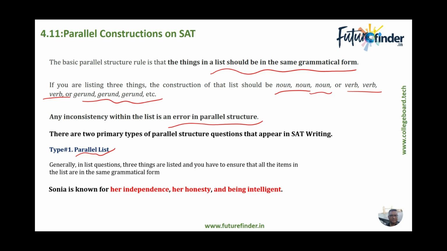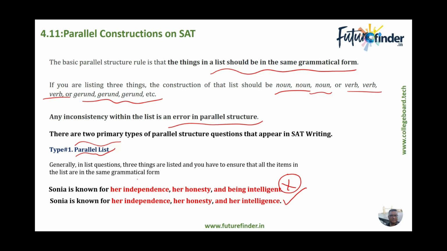Sonia is known for her independence, part 1. Part 2, her honesty and being intelligent. Again, incorrect construction, and her intelligence probably is a better way of stating. So this one is the correct version. Sonia is known for her independence, her honesty and her intelligence, while this is not parallel. And then other than the parallel list, you might have a parallel phrase. So this is a parallel list, 1, 2 and 3.